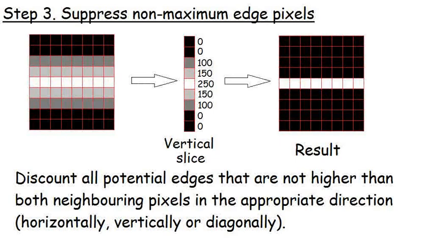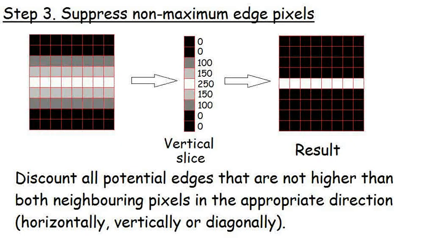potential edge. Take a vertical slice down through that image. Only one of the gradient values is larger than both the values above it and below it, the white square labelled 250. This is a maximum, a peak which we take to represent the true position of the edge.